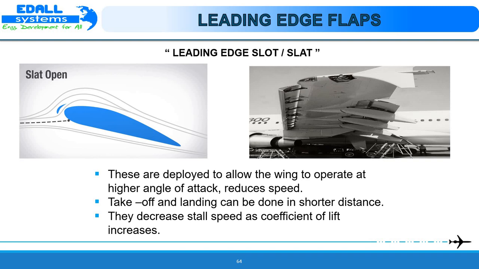These are deployed to allow the wing to operate at a higher angle of attack, which reduces the speed. Takeoff and landing can be done in shorter distances. They decrease stall speed as coefficient of lift increases. Let us see how this happens.